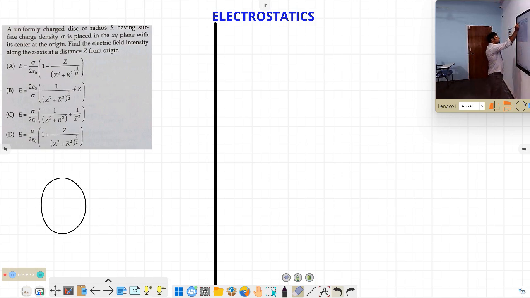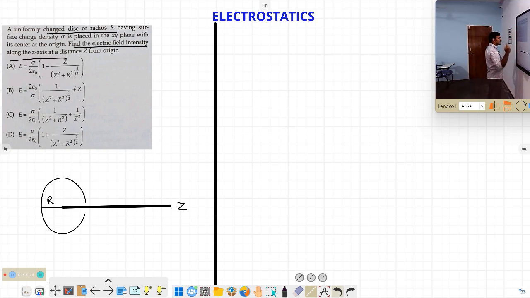What is the question? A uniformly charged disk. This is a disk having radius r, and charge is given to it. They are asking to find the electric field intensity due to this charged disk along the z-axis at a distance of z. This is taken as the z-axis, and they are asking for the electric field intensity at any point at a distance of z. z is the distance, and r is the radius of this disk.